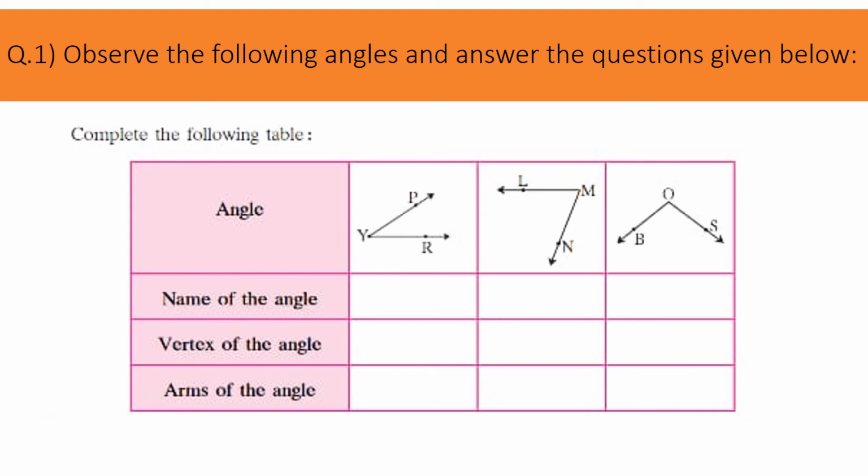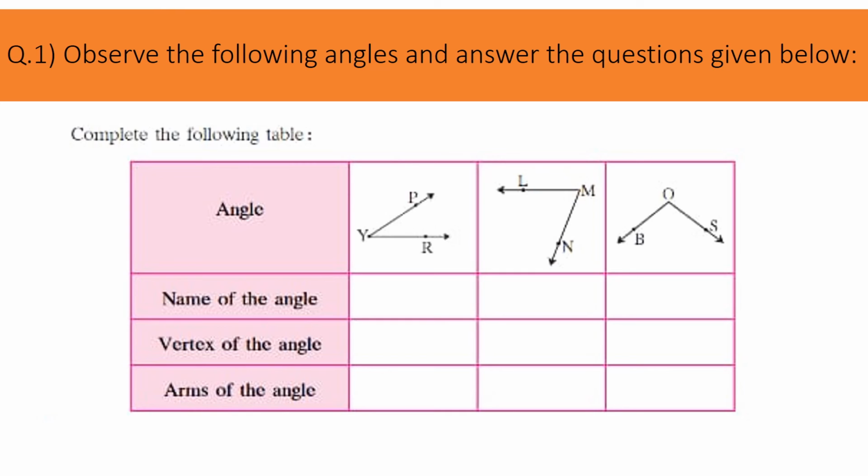I hope that you now understood how to identify interior and exterior points of an angle. This is your homework question. Question 1. I have taken this from your 6th grade ka textbook. So you just have to draw this table in your notebook. Draw this 3 figures and then write down these answers. Okay. So first question is name of the angle. What is the name of this angle?